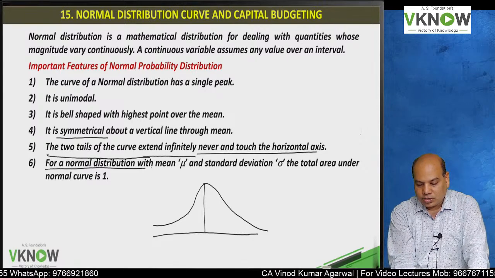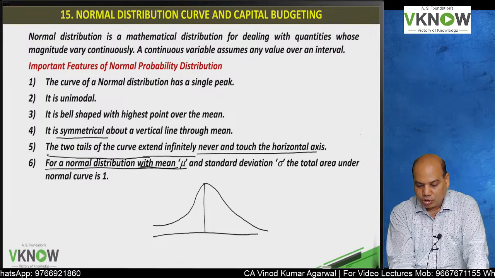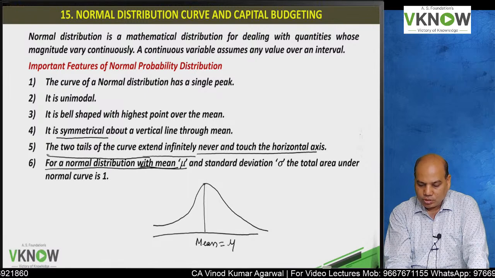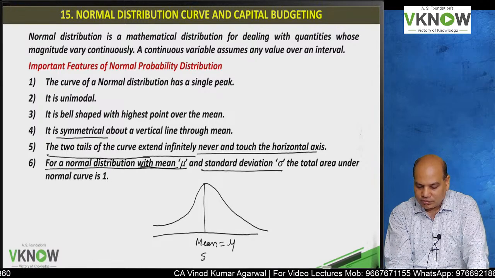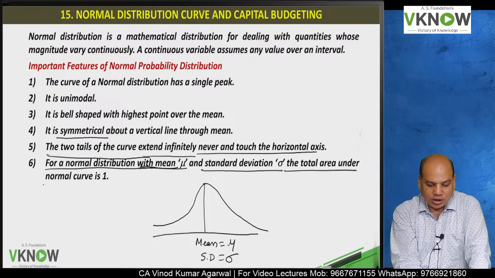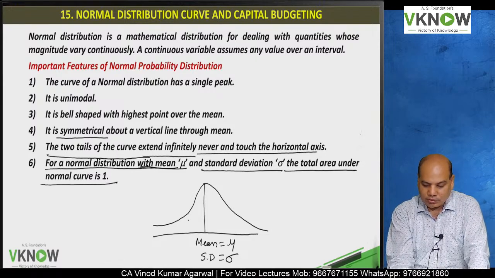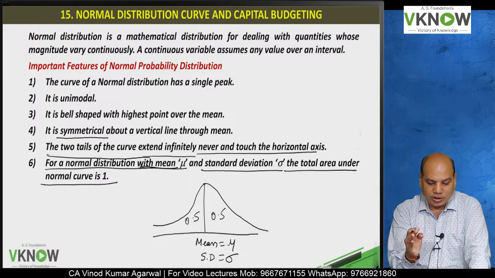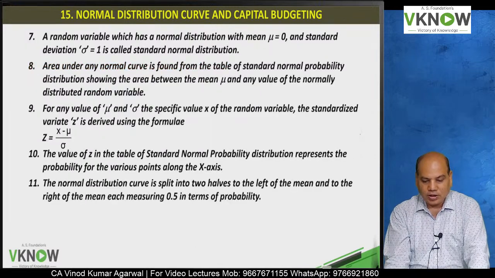For a normal distribution with mean mu, mean is written as mu, and standard deviation sigma, the total area under normal curve is 1. Total area is 1 and 50% lies below the mean, 50% lie above the mean.